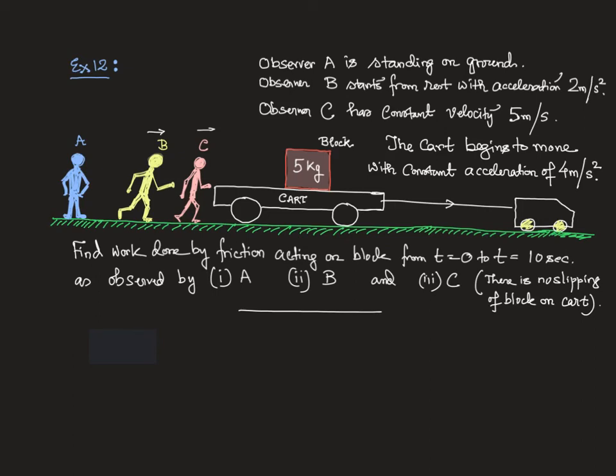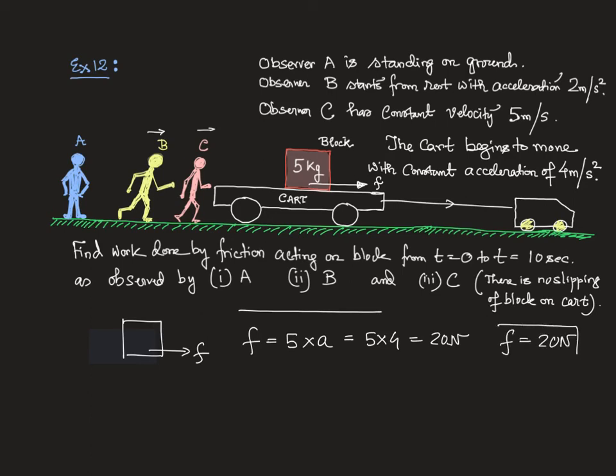as observed by A, B and C. Now friction on the block acts in the forward direction, as you know, and as there is no slipping, we can write friction on the block as F is equal to m into a. So acceleration of the block is given as 4. So 5 multiplied by 4, that is 20 Newton. So that means friction acting on the block is 20 Newton.